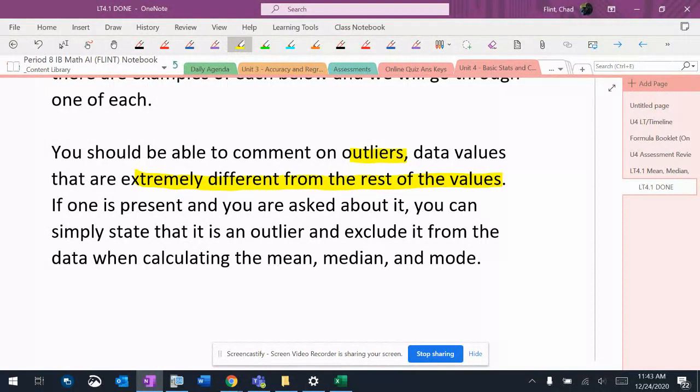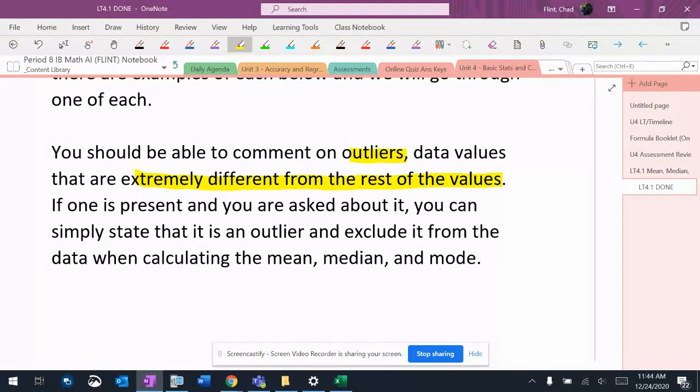So if you have an outlier, a lot of times it might be more appropriate to use the median to describe the data instead of the outlier. If a question asks you about one of the outliers in the data, you kind of look at it, see if one is extremely different. You say this is a lot different than the rest of the data, call it an outlier, and then you may redo the mean to see what the difference is if you don't include the outlier.